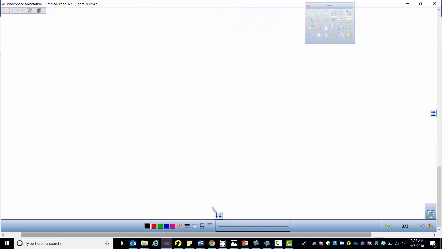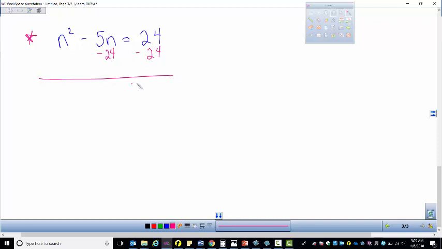Okay, I'll show you one more just to make sure. So let's say we have n squared minus 5n equals 24. So this one is special because we have to change it because it doesn't equal 0. So the opposite of 24 is negative 24. So we have to do that on both sides. So that gives me a 0 like I want. And on this side I have n squared minus 5n minus 24.